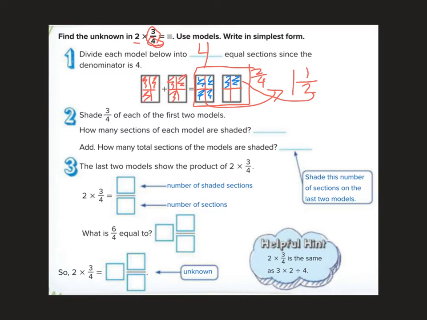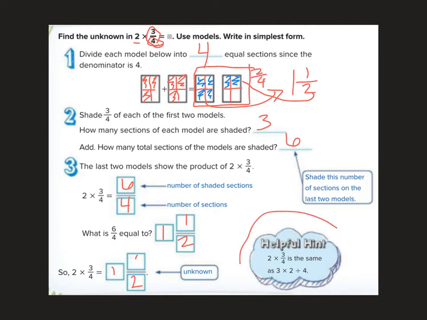So how many sections of each model are shaded? 3. Add how many total sections are shaded? 6. The last 2 models show the product of 2 times 3/4, and so we would get 6/4. Right? 6 total pieces are shaded out of 4 in each box. So 6/4 is equal to 1 and 1/2. Okay? 1 and 1/2 is our unknown.